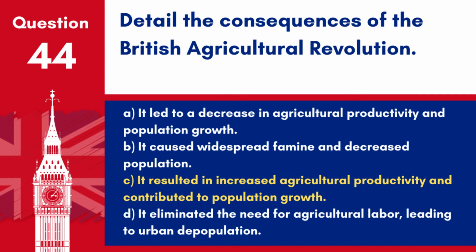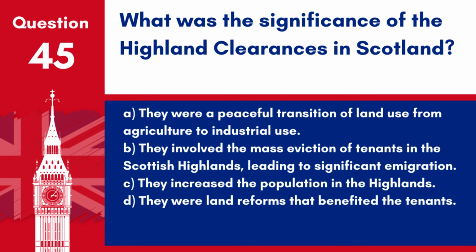Answer. C. It resulted in increased agricultural productivity and contributed to population growth. The British Agricultural Revolution introduced various improvements that increased efficiency and output, supporting population growth and urbanization. Question 45. What was the significance of the Highland clearances in Scotland?